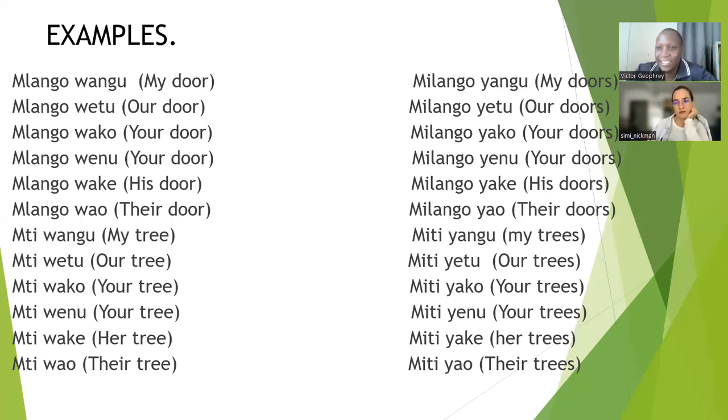Is it clear? So the most important thing to remember is to check if the noun is in the plural, then add y in that possessive adjective. And if the noun is in the singular, add w. Plural, you add y. Singular, you add w in that possessive adjective or pronoun.